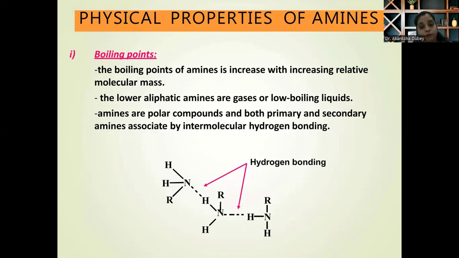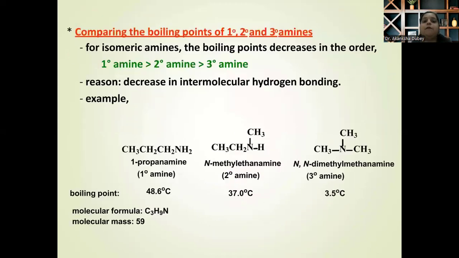Now, amines are usually polar, so both primary and secondary amines associate by intermolecular hydrogen bonding. I hope you know that there are two types of hydrogen bonding, that is intra and intermolecular hydrogen bonding. So here in case of amines, intermolecular hydrogen bonding takes place. Moving further, comparing the boiling points between primary, secondary, and tertiary amines: for isomeric amines, the boiling point decreases in order from primary to tertiary. And this decrease is basically due to intermolecular hydrogen bonding.